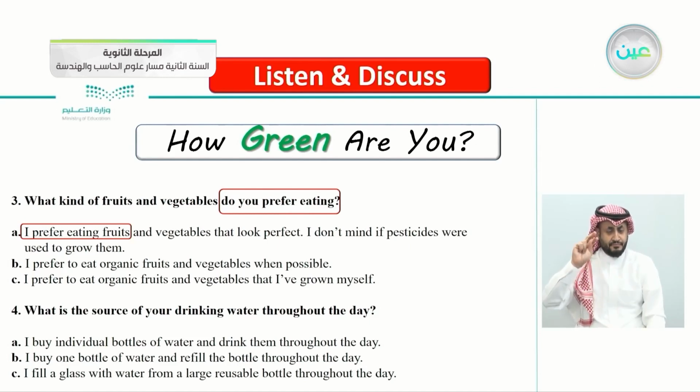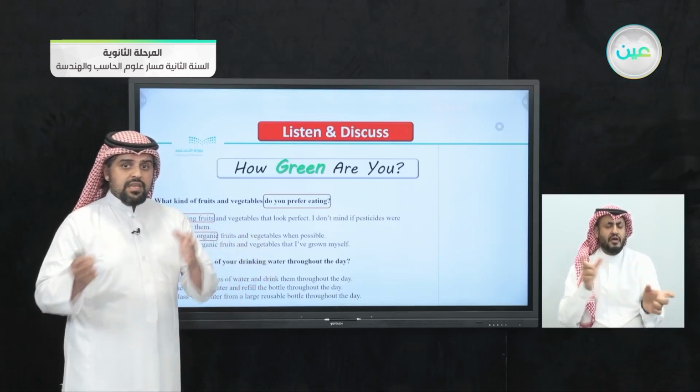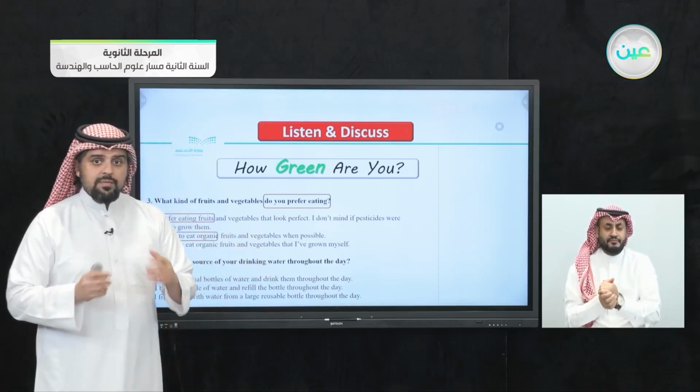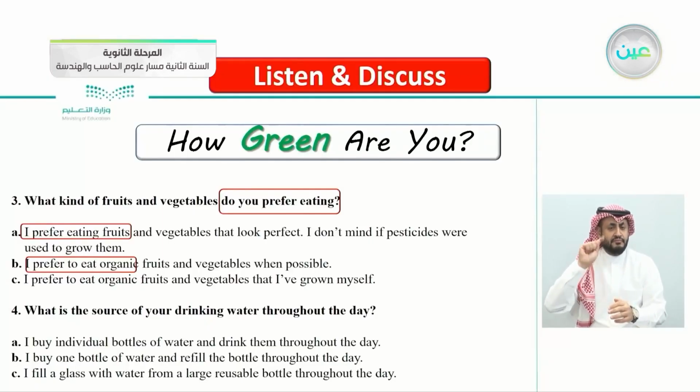Also eating and eating. Also here, I prefer to eat. So you can say I prefer eating, or you can say I prefer to eat. So you can use the gerund or the infinitive form. And remember, they both act as a noun. You can say I prefer eating fruits, or you can say, as the answer B here, I prefer to eat organic fruits, and so on.